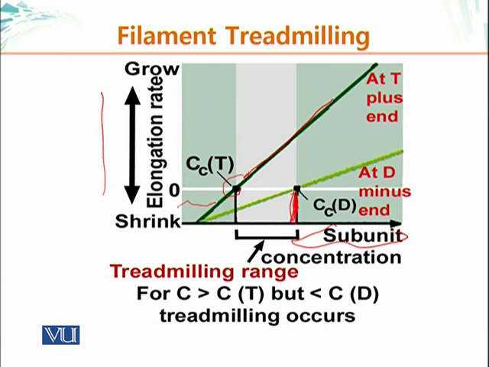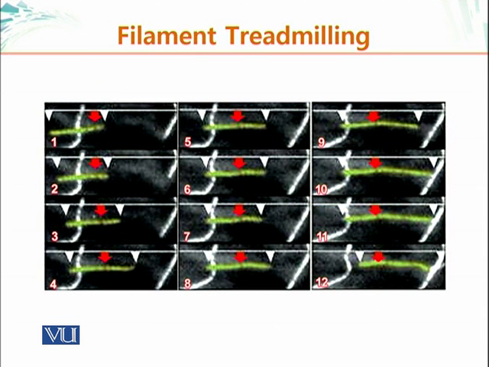Okay, so between these two concentrations you have this range. If your concentration of monomer lies in between these two points, you will basically be adding subunits at the plus end of the filament, but you will be losing monomer from the minus end of the filament. See, an elongation rate below 0 means it is getting shorter. So if our concentration of monomers is somewhere here, you will be adding subunits at the plus end and losing at the minus end.